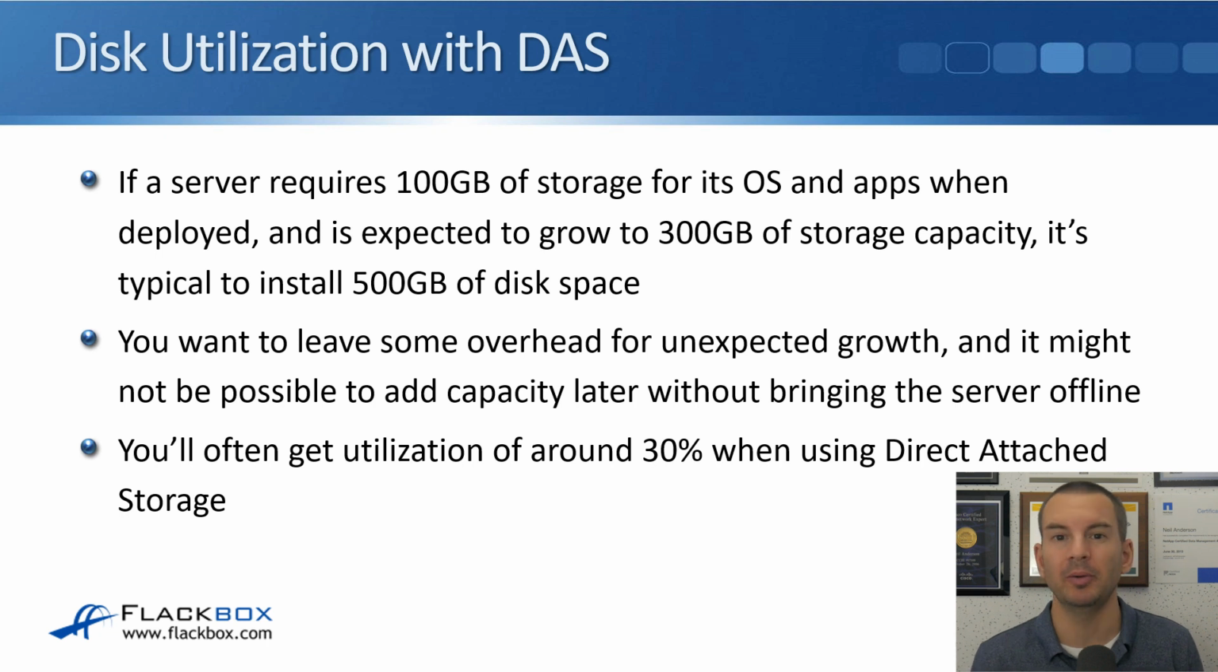So what you'll see a lot of companies doing is just over-provisioning enough to make sure that they don't run out of disk space anywhere. The problem with this is that you'll often get utilization of around 30% when you're doing that with direct attached storage. The example there, our server, it's maybe going to be running normally at about 160 gigabytes. When that's happening, if you've got 500 gigabytes in there, you're only actually using 30% of the storage that you paid for. So it's very low disk utilization and it's very wasteful.